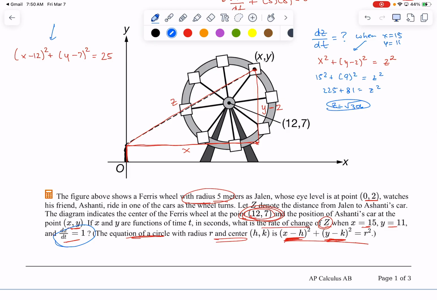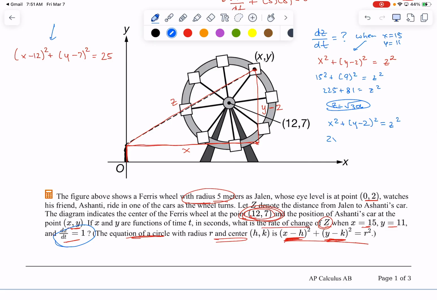All right, so then we're going to have to find the derivative of this. It'll be x squared plus (y minus 2) squared is equal to z squared. Okay, and I could go ahead and if you want to take the square root of both sides, you could, or you can do that later. It's up to you. Okay, I'm going to do the derivative right now.